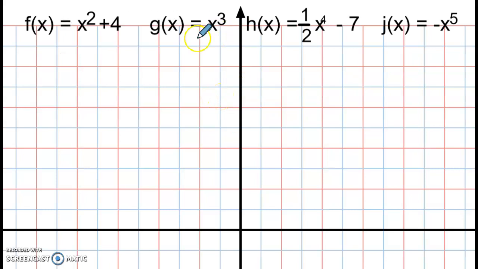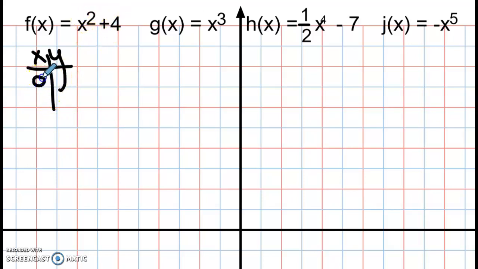Their graphs, hey, you're welcome to use your graphing calculator to graph these. I'm just going to do them by hand quickly. We know what a line looks like. We know what x to the first, a first degree polynomial or a linear equation, looks like. If it's x squared plus 4, that's called quadratic. Okay, it's a polynomial function of degree 2.